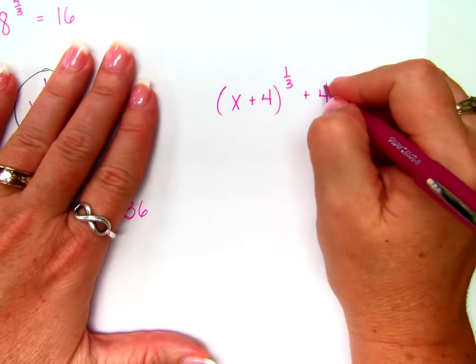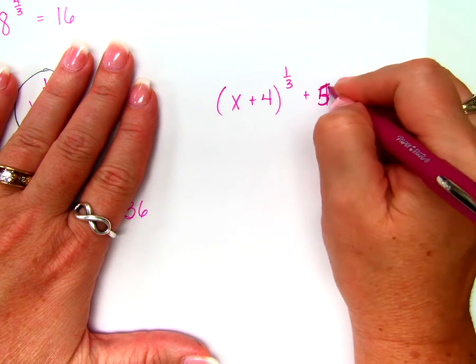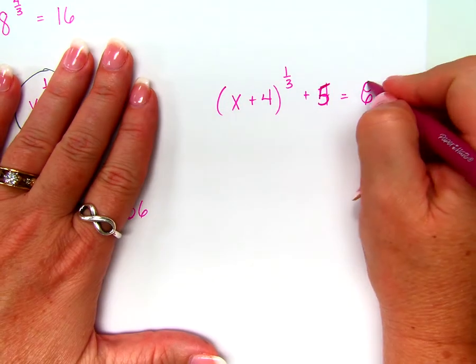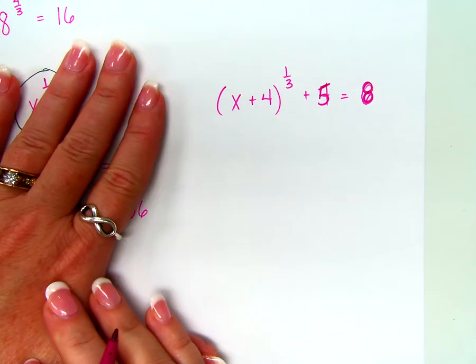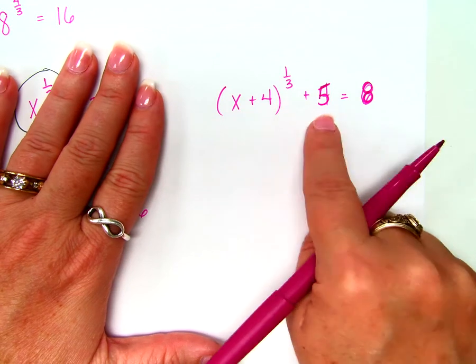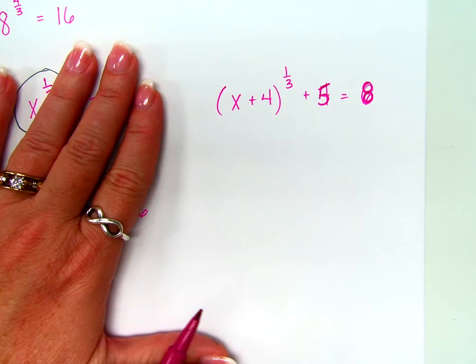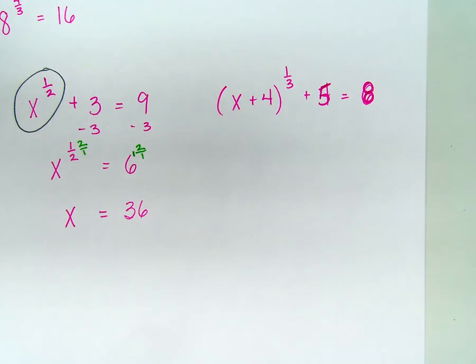Oh, that's too many 4s. I'm going to make this a 5. Then I better make that an 8. (x + 4)^(1/3) + 5 = 8. That's exactly what I want to do first.